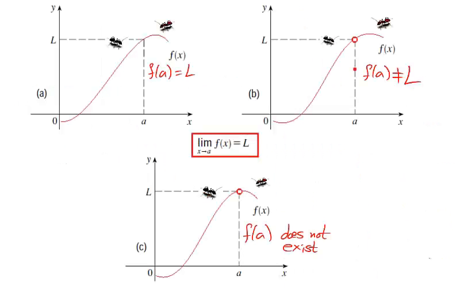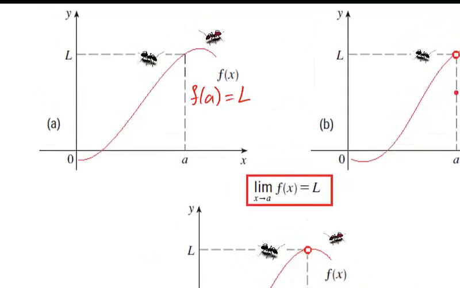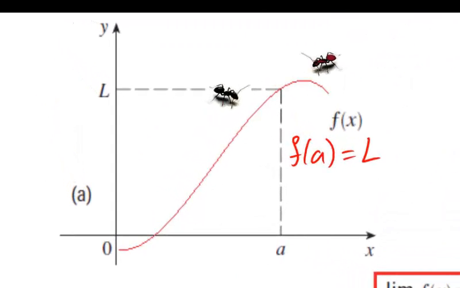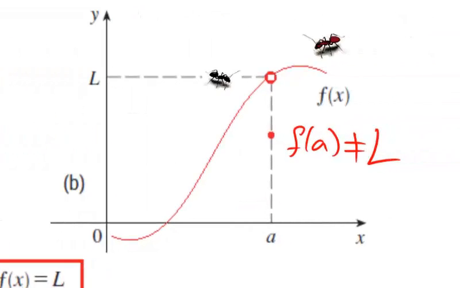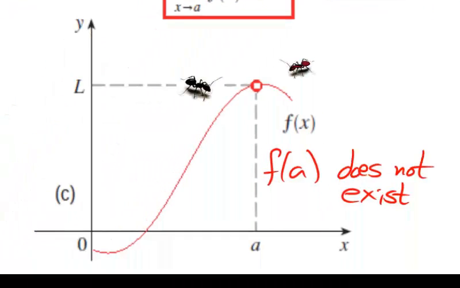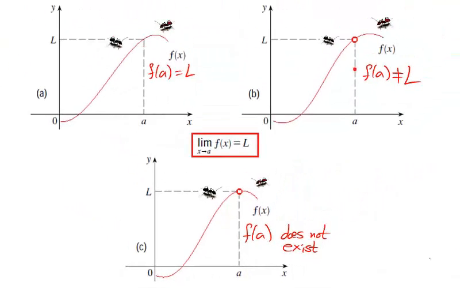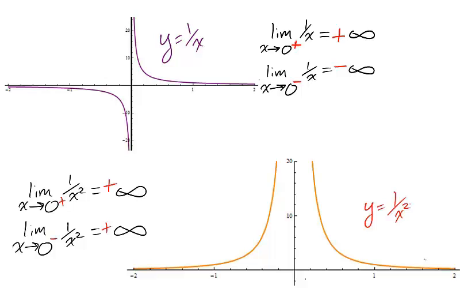There are three scenarios in which a limit can exist and be equal to a value L. In all three, both Lefty and Righto, the left and right-handed limits, equal L. In the first scenario, the actual value f of a exists and is L. In the second scenario, the actual value f of a exists but is not L. And in the third scenario, the actual value f of a does not exist. It is important to note that the limit and the actual value are separate things and do not depend upon each other.